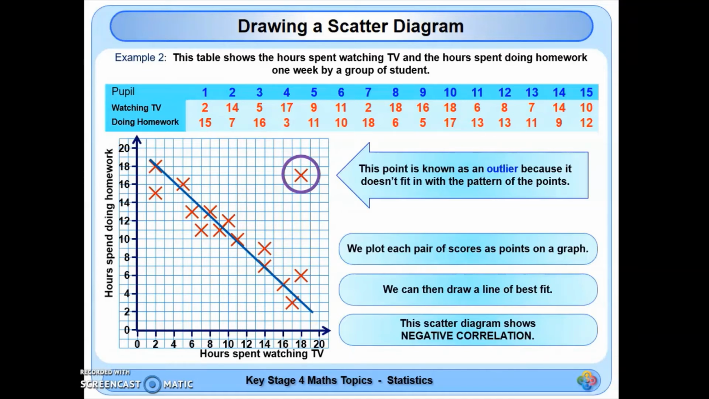Okay, so that is 2 good examples of how to plot a scatter diagram and also how to interpret your line of best fit and answer some mathematical questions.